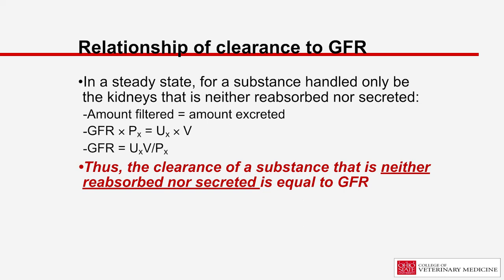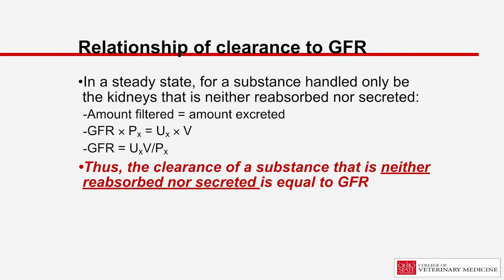So the glomerular filtration rate times the plasma concentration, once you're in a steady state, if it's neither reabsorbed nor secreted, can be equated with the amount that's going into the urine per minute, which would be the urine concentration in milligrams per ml, say, times the urine flow rate in mLs per minute. So you've got milligrams per minute equals milligrams per minute. All you do is divide both sides of that equation by P, and you see that that's the classic clearance formula. And so if the substance is neither reabsorbed nor secreted, the clearance equals the GFR.